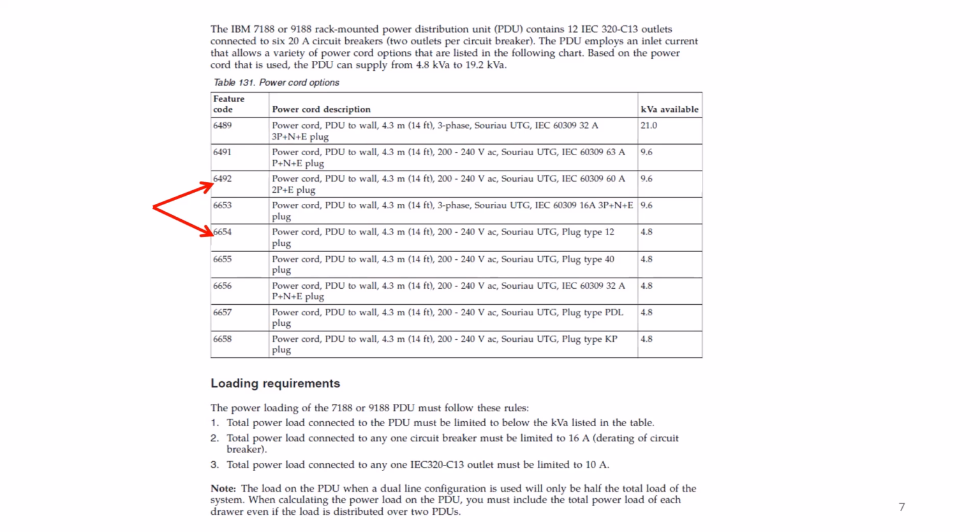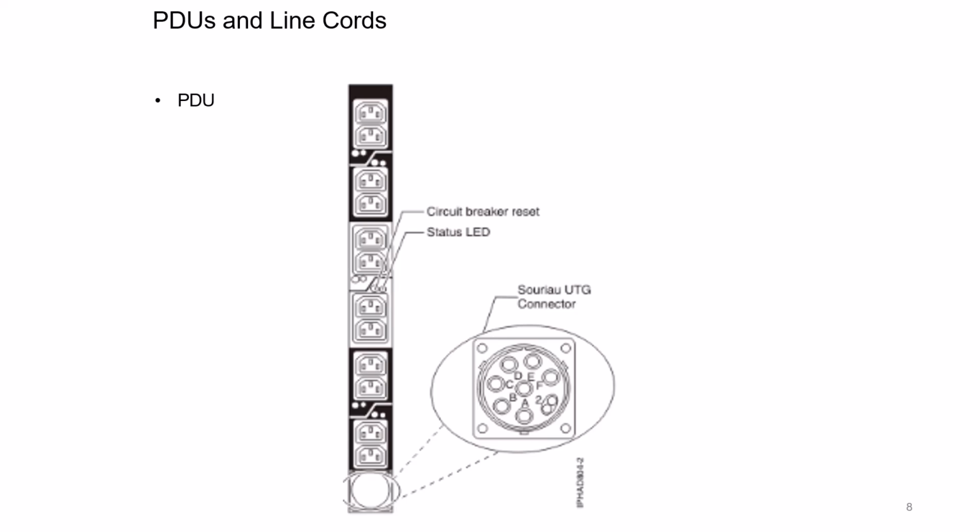to connect things. This is an example of an IBM PDU which has the C13s, and you can see that the outlets are in pairs, and each one of those pairs has its own circuit breaker with a status LED. And then down the bottom is the big connector, and that's what the big line cord that goes to the actual power box is actually going to be connected to.